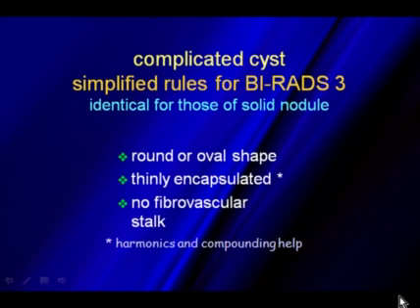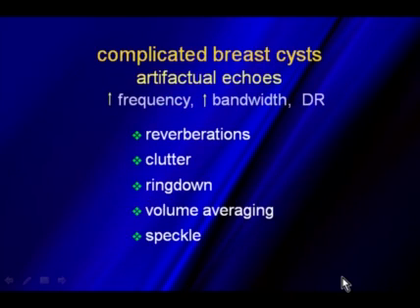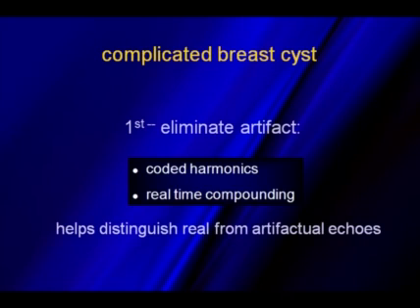Looking at our complicated cysts, our simplified rule for a BI-RADS 3, identify those for solid nodules. So what we're looking for is something round or oval, thinly encapsulated, and we use color Doppler to check and see if there are any fibrovascular stalks. Once again, for seeing the thin encapsulation, using features such as harmonics and compound imaging can be very helpful. The artifactual echoes we'll notice with our increased frequency, bandwidth and dynamic range: we can have reverberations within cysts, we can get clutter, ring down, volume averaging, and actually some speckle that we'll see within them. So the first thing we want to try and do is eliminate artifacts within these cysts.